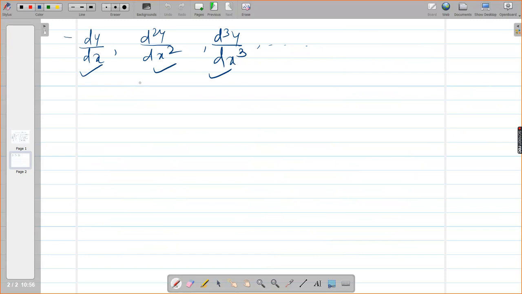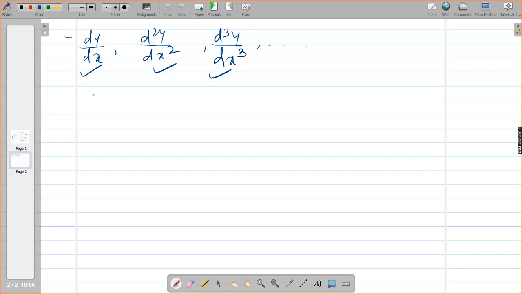So we will be finding dy by dx, d2y by dx square, d3y by dx cube, and so on. We can find any order derivative using this technique, but in our syllabus, we will try to restrict ourselves up to third order derivative.